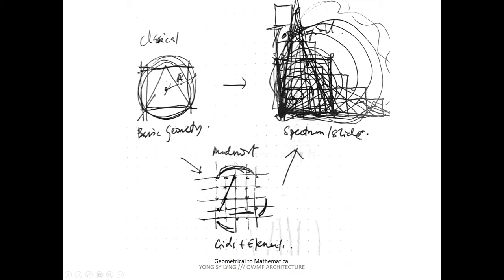And then when you go to modernist, they broke up the circle, so you have arches, you have planes, you no longer have pure shapes. And these are being scattered around the grid. So elements and grid. And now we are going to this kind of spectrum and topological thing. So you have small triangle all the way up to the big triangle, small rectangle, and small circle to big circle.